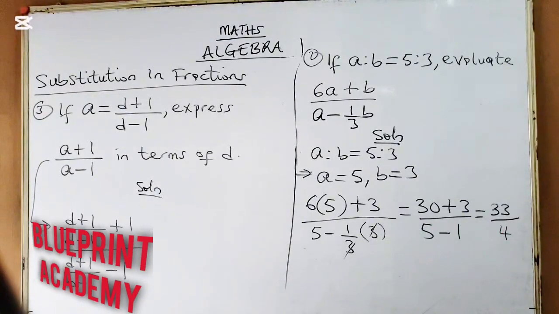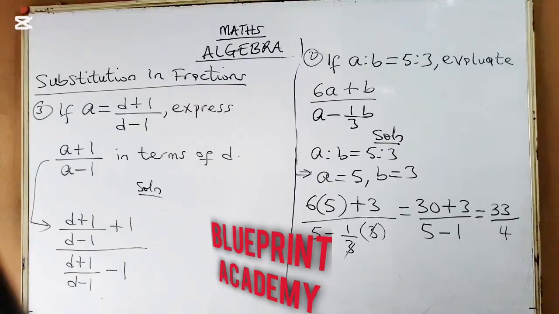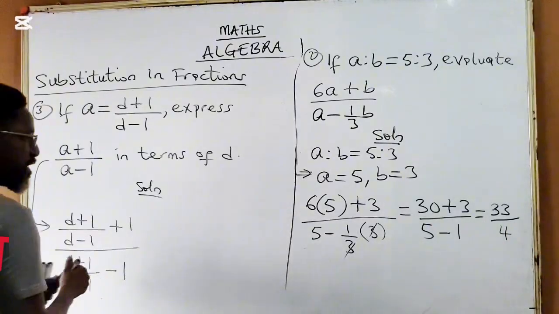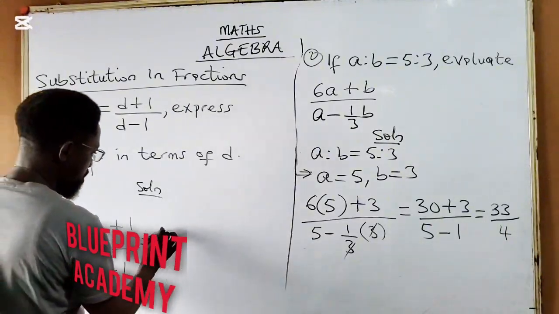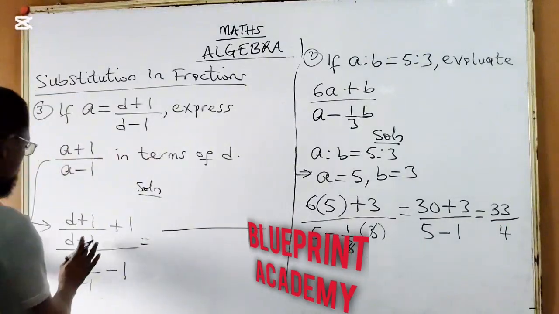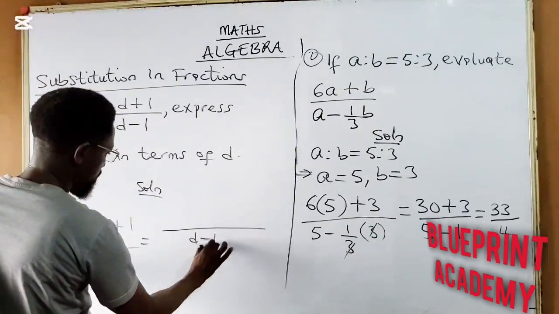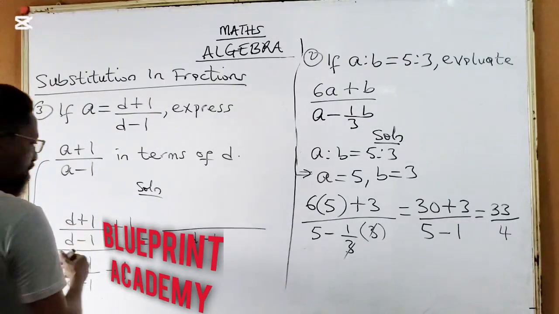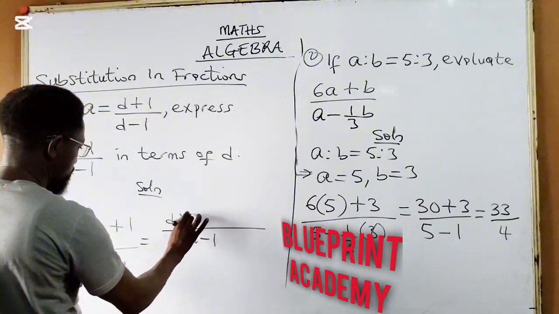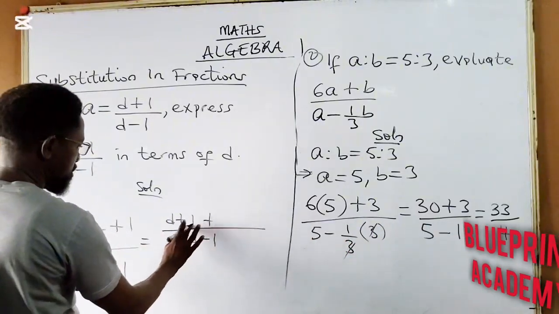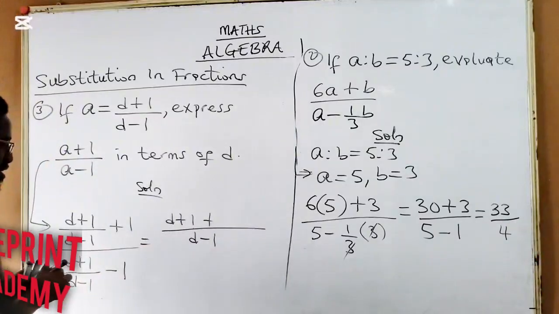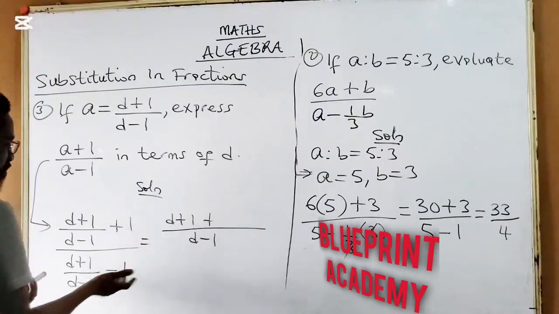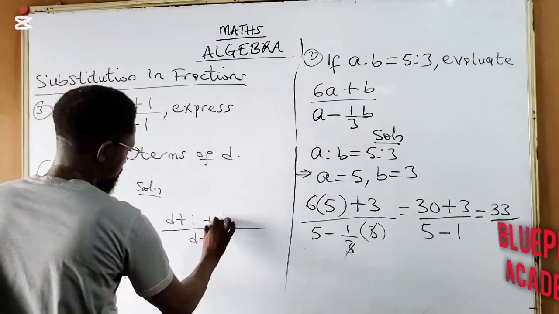So the best thing you need to do from here, you can solve one part first. If you decide, you can still solve both of them together, the numerator and denominator. Now for the numerator here, the LCM is D minus 1. So D minus 1 divided by D minus 1 will give 1. So we have D plus 1 there. Then we have plus. This one is same as 1 over 1. So D minus 1 divided by 1 is still D minus 1, and D minus 1 times 1 is D minus 1.